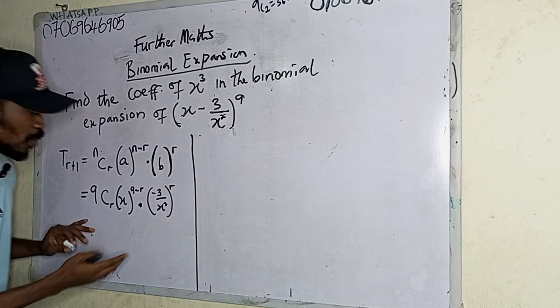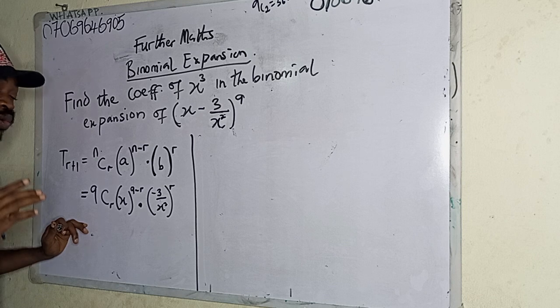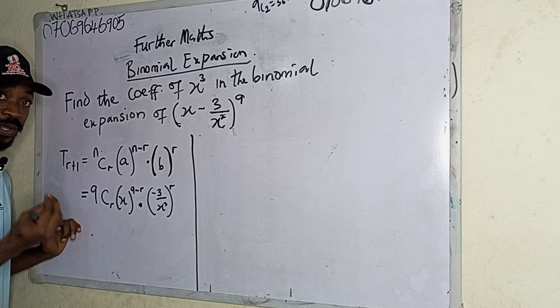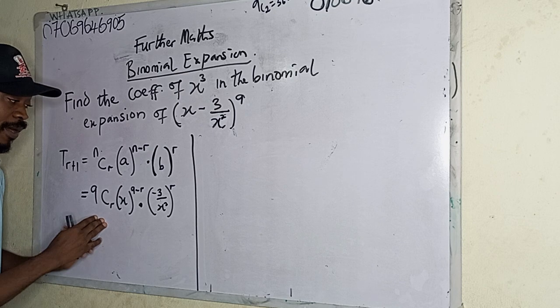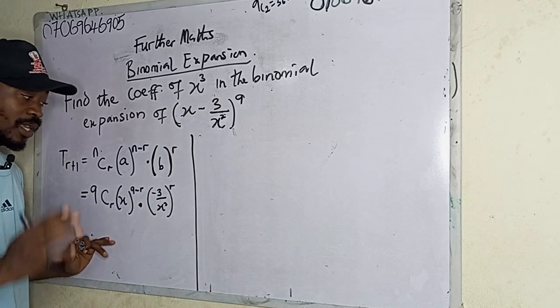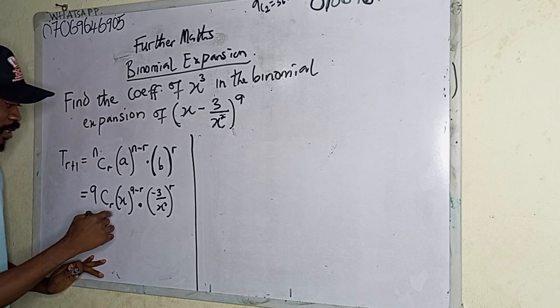So we're going to be solving for r. So how do we solve for r? Anything that's going to give us a constant or a number, we ignore it. Like 9 combination r is going to give us a number or a constant. We ignore that 9 combination r. Then negative 3 is a number, so we ignore that, okay? We only focus on x, all right?